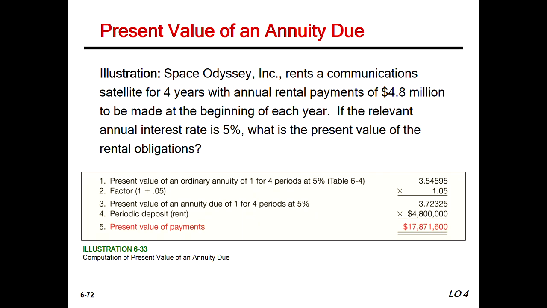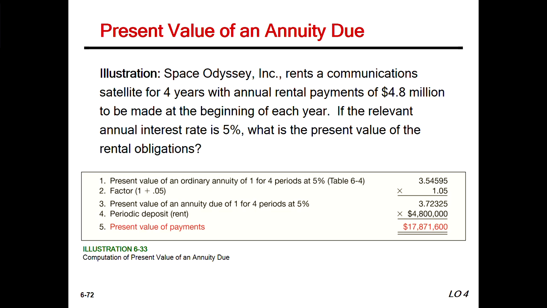Space Odyssey Incorporated rents a communication satellite for 4 years. Annual rental payments are $4.8 million made at the beginning of each year. The relevant annual interest rate is 5%. We can calculate the present value of the rental obligations. What they've done here is taken the present value of an ordinary annuity table, found the factor, and multiplied it by 1 plus the interest rate. Now, you actually do have a table in your book.